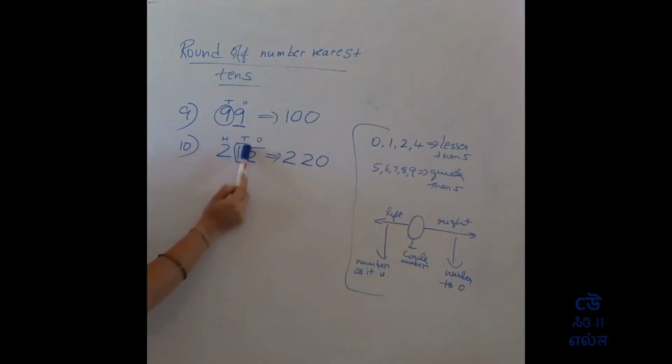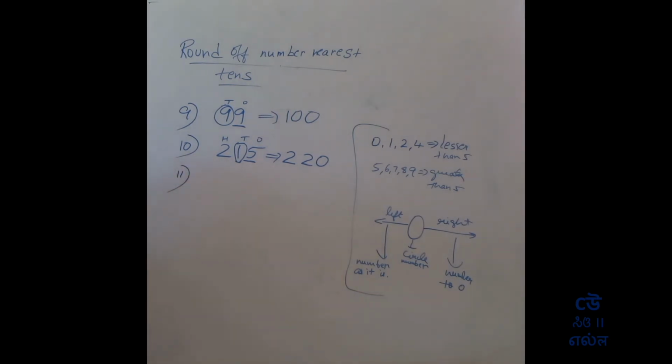Okay. In between, you have to see the ones place value. If it is lesser than 5, you write the tens place value as it is. If the ones place number is greater than 5, you will increase the number in the tens place. Okay.